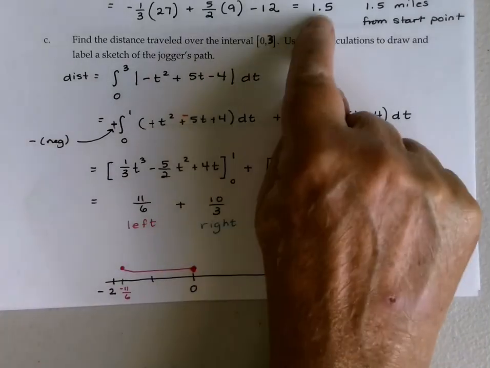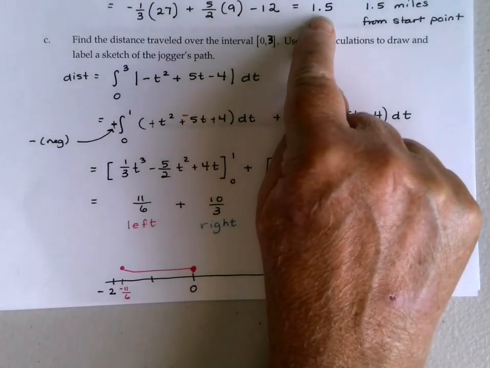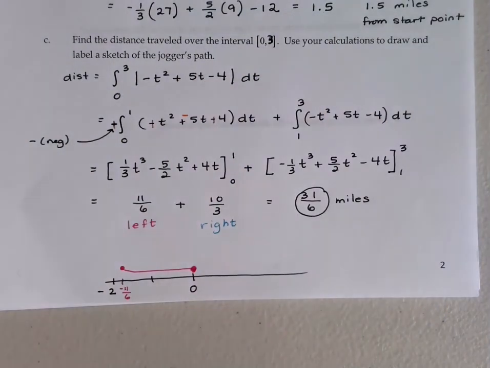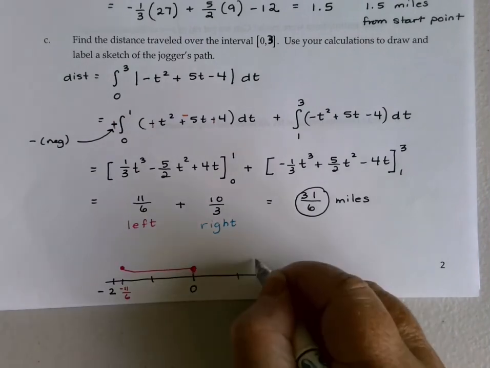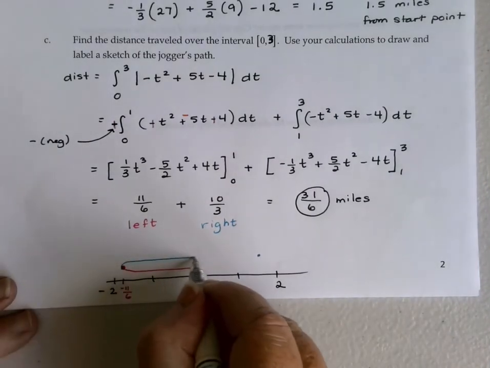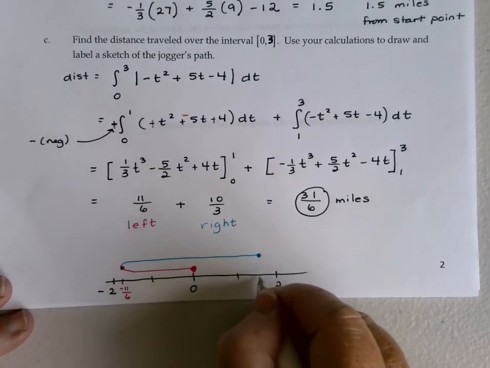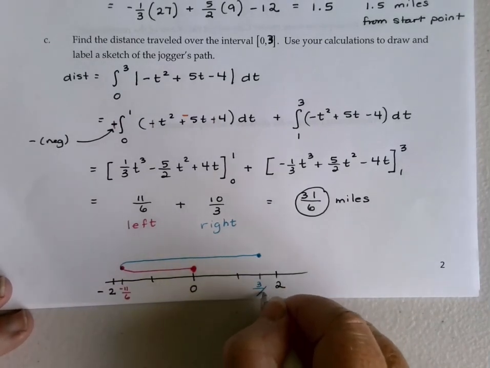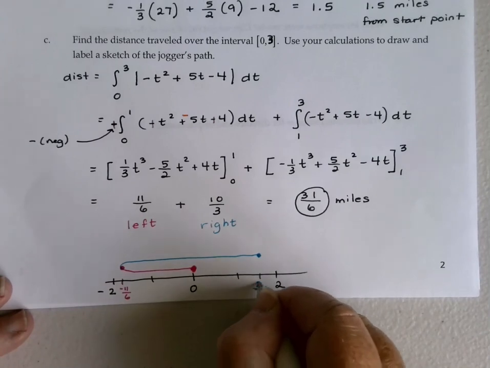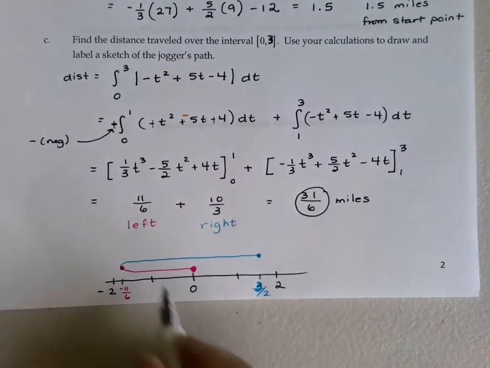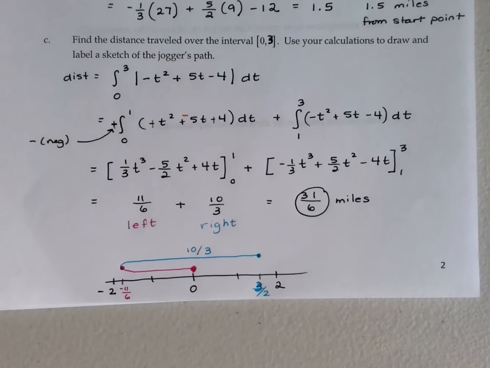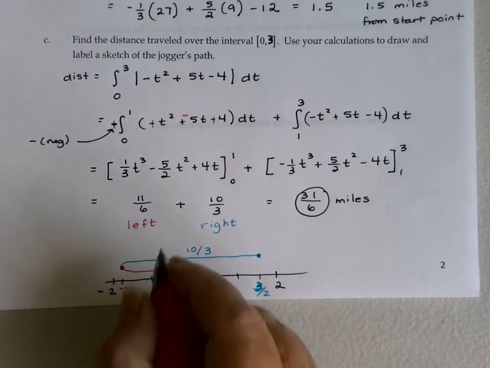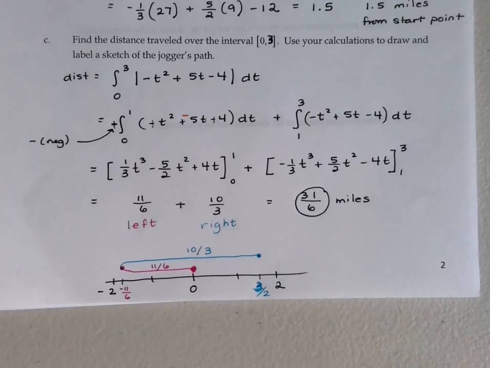And keep in mind, because the final displacement is 1.5 or 3/2, we know that when we end, we're going to end up at 1.5. That was my displacement. So 1.5 about here. And that's 1.5 or 3/2, where we end. The length of that part to the right is 10/3, and the length of this part to the left was 11/6. And that shows the specific path that this jogger ran.